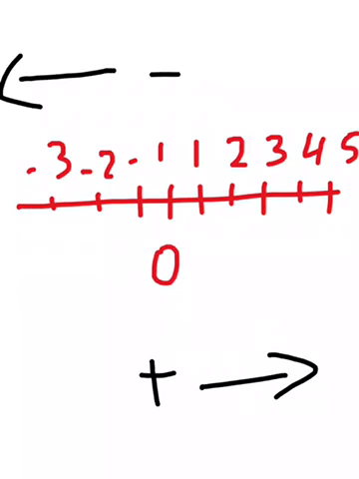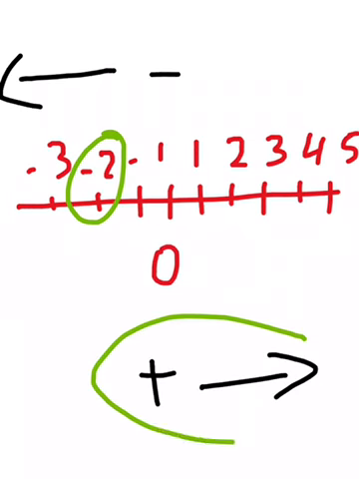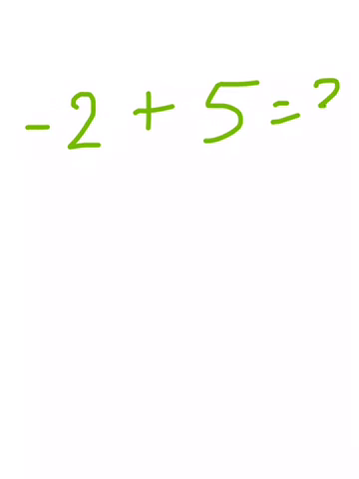So let's say, for example, I had a question that said -2 plus 5. So if we go back to the number line, I start at -2 and I'm adding 5. So adding, I can see, moves to the right. So I would literally move 5 spaces. 1, 2, 3, 4, 5. So I can see my answer there will be 3.